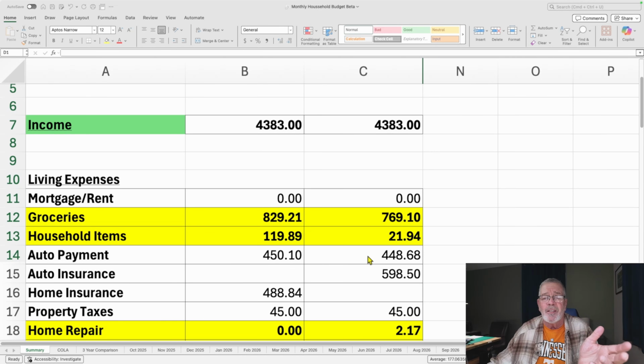But as you can see, it's now paid off. So in January of 2026, this will be zero, okay? This will come off the line. Keep that in mind as we talk through the video and get to the bottom.